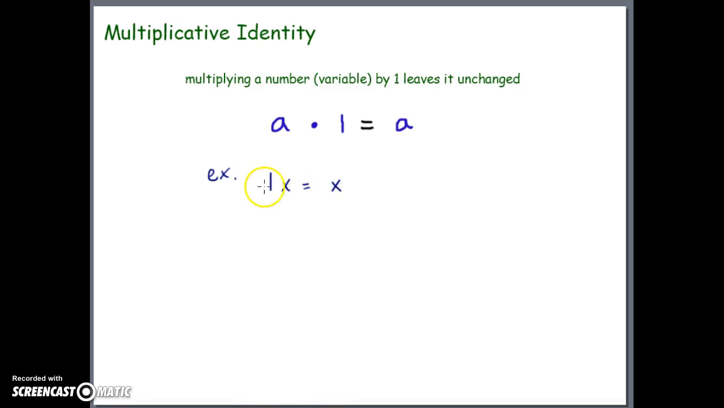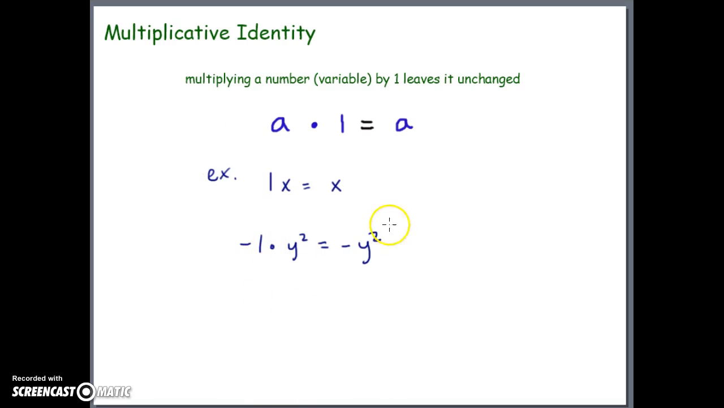You do not need to write the 1 because multiplying this 1 to x leaves it unchanged, so we can just leave it as x. Or sometimes we'll have negative 1 times y squared. We do not need to write the times 1. We know that multiplying by 1 will not change the value of y squared, so we can just rewrite this as negative y squared and not have to multiply the 1 to it.